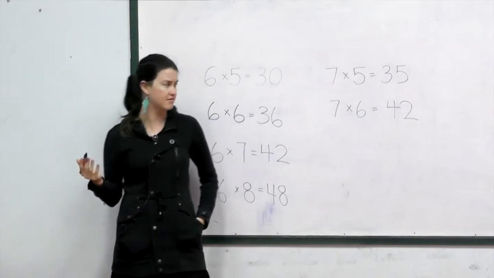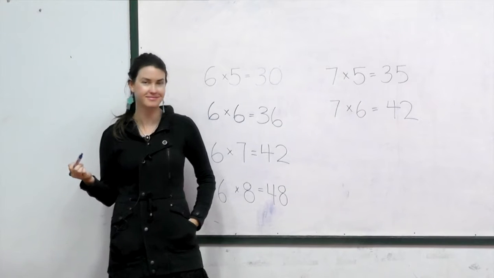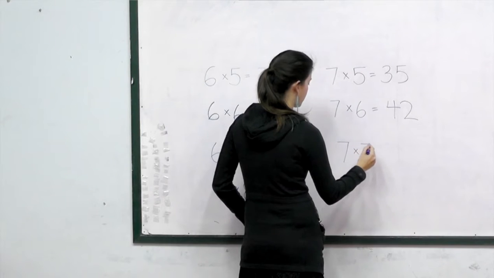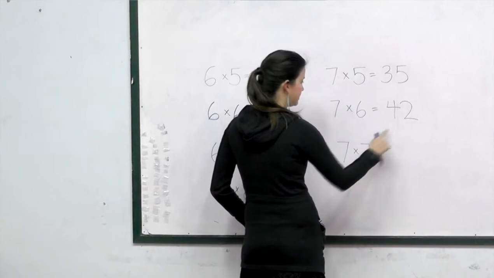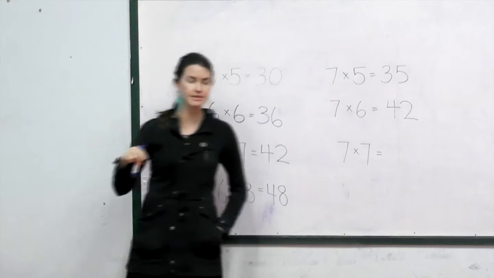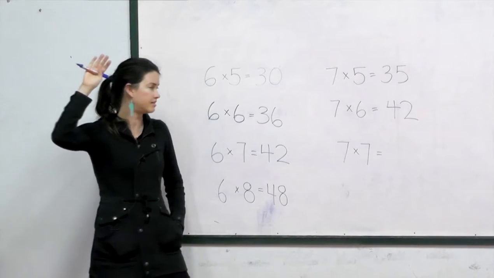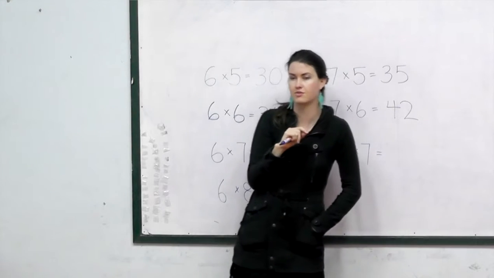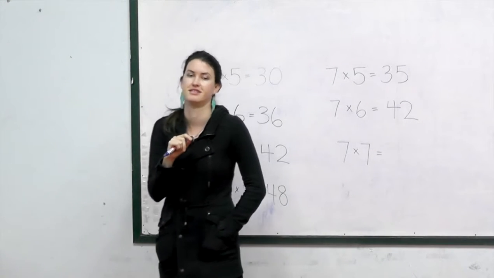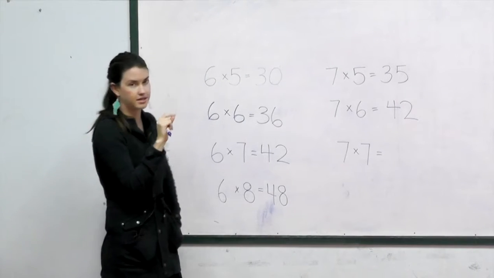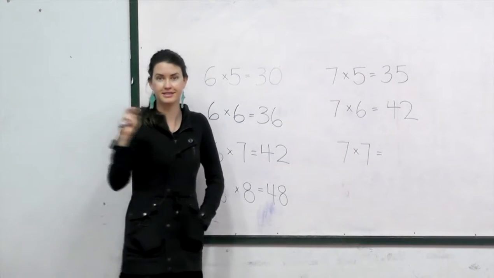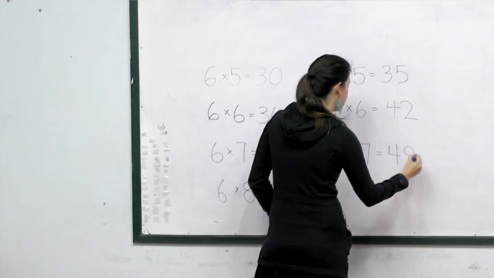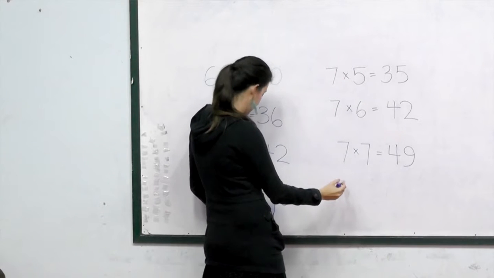Okay. What do you think is next? 7 times 7. You can add 7 to 42 or think about your times tables, but raise your hand when you have an answer. Keep it secret. Let's wait for a few more friends. 1, 2, 3. 49. Good job. 49. Yeah, 7 times 8.